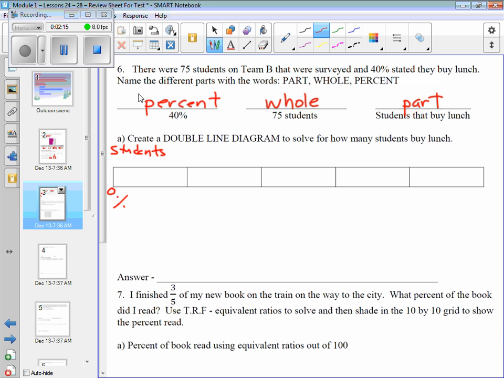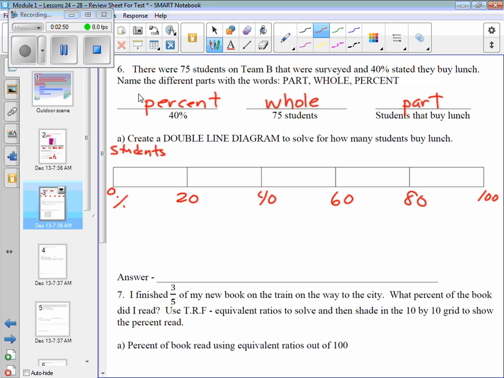Percent always goes from 0 to 100. So you always want to do that first. And then based on how many lines you see in between 0 and 100 will determine what you're counting by. So what are you counting by? No, the percent is not 15. Oh, you're counting by 20. Right. 20. Okay.